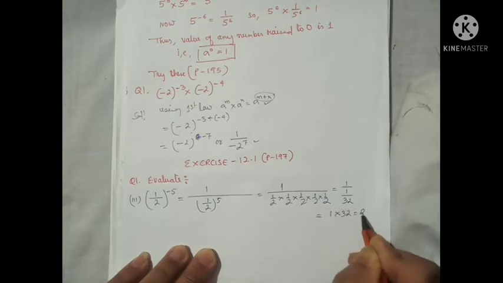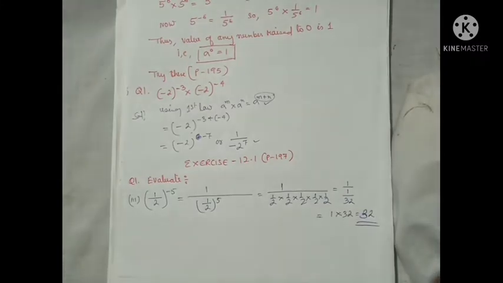Now when we divide and come to this side, the answer will be 32. This is the evaluate question number 1, Roman number 3 solution. Now we will have the second question.